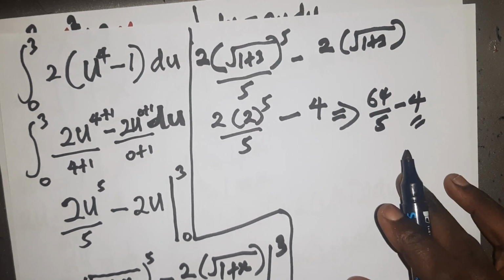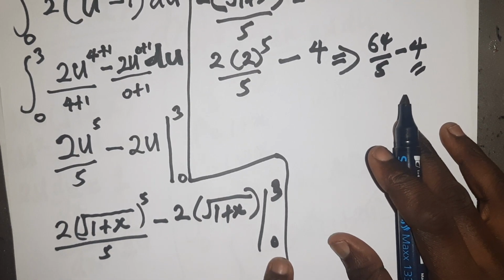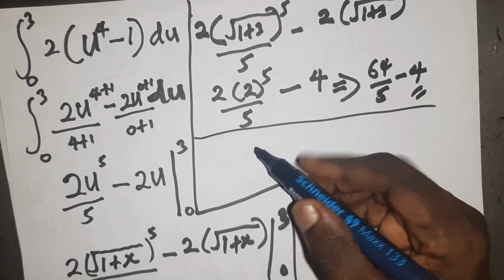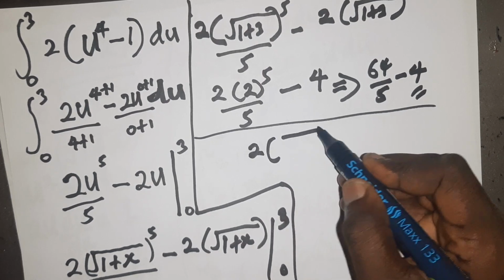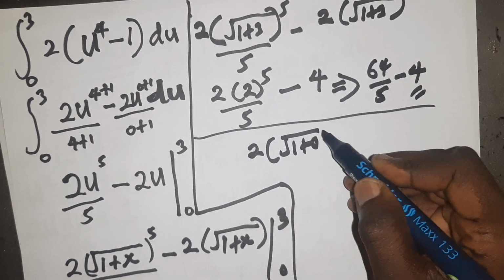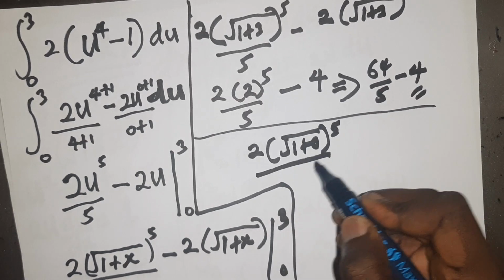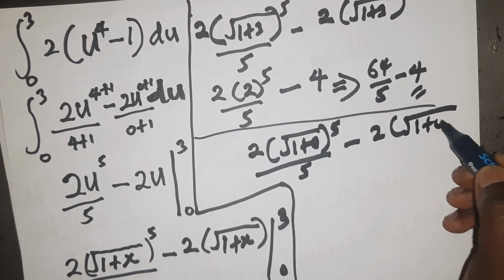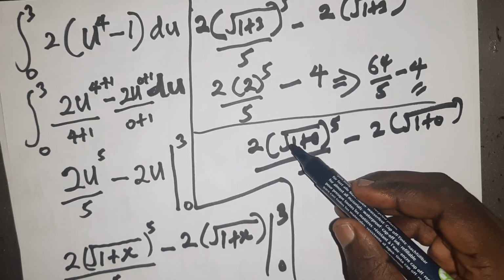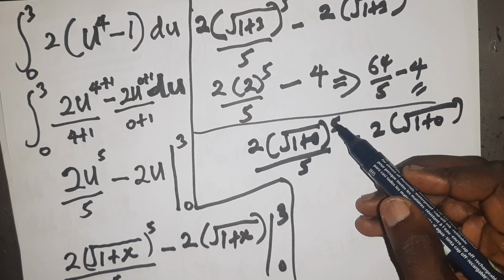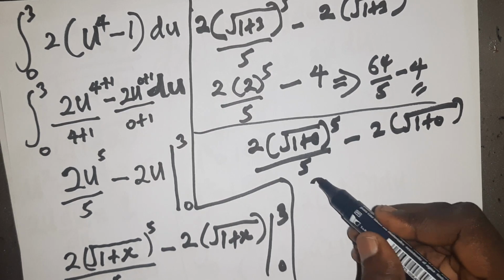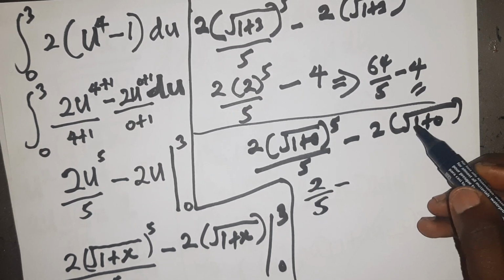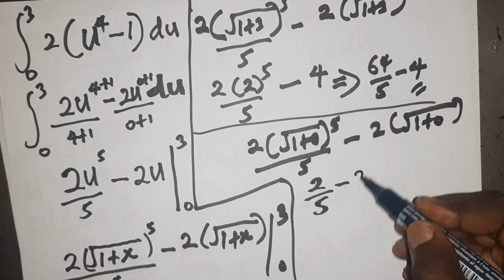Then again, now for the 0, because we are done with the 3, if you are fixing 0 for x here, we are going to get 2 open bracket root 1 plus 0 raised to the power 5 over 5 minus 2 bracket 1 plus 0 close bracket, and 1 plus 0 is 1. Square root of 1 is still 1. 1 raised to the power 5 still 1. Then 2 times 1 is 2 over 5 minus, then we have 1 plus 0 is 1. Square root of 1 is 1 times 2, you have 2.